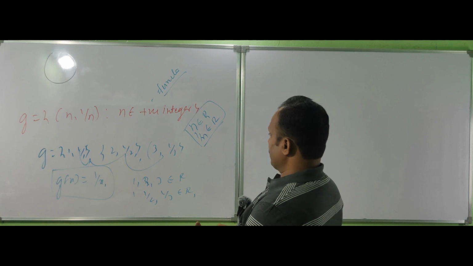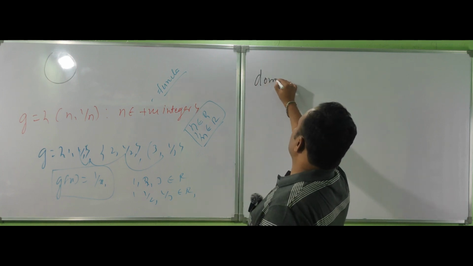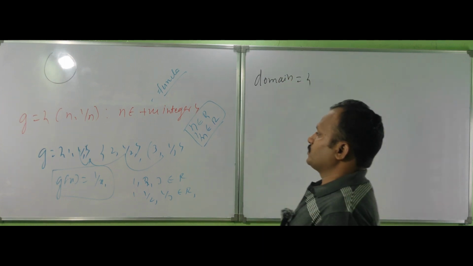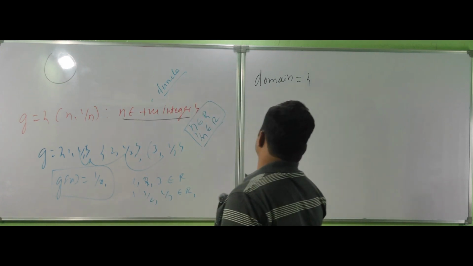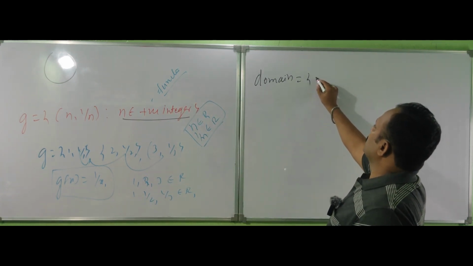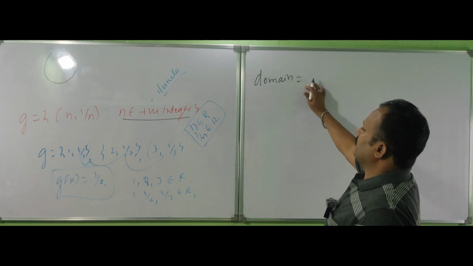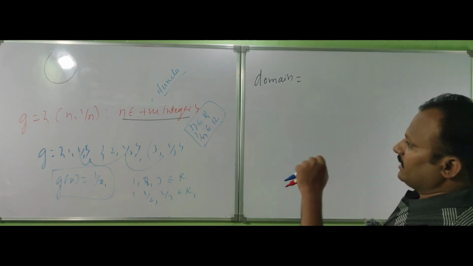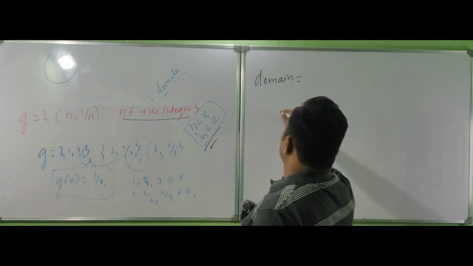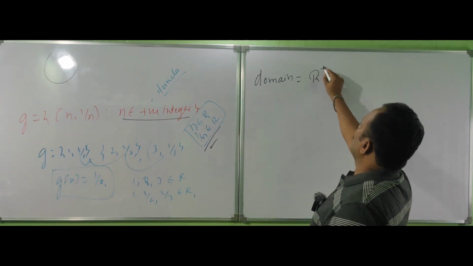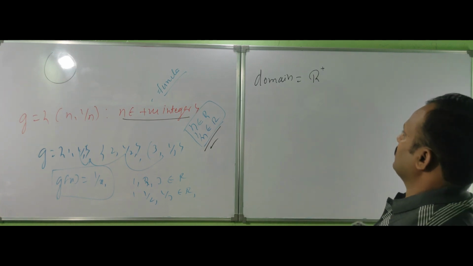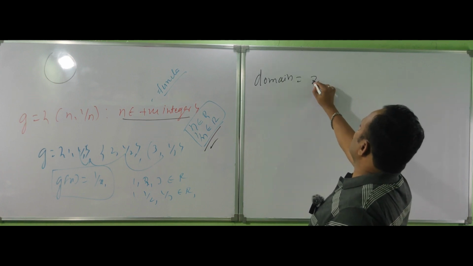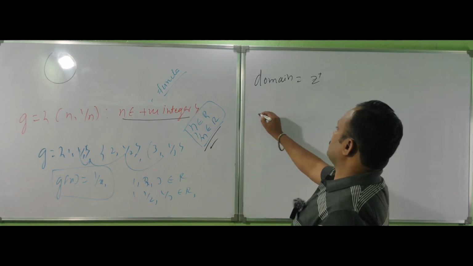Just writing the domain and codomain here. The domain is any positive integer n. I can write this as R plus, any positive integer they gave. The function is defined in R only, so you can write R plus. Not R plus, they gave Z plus. The range is R.